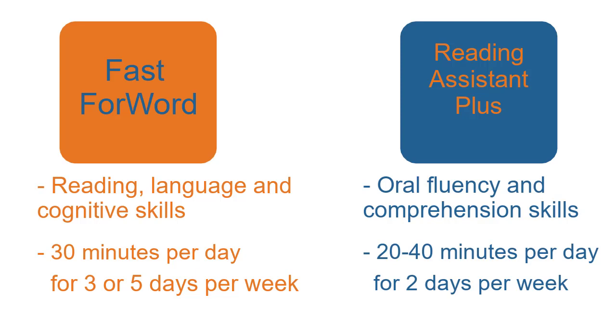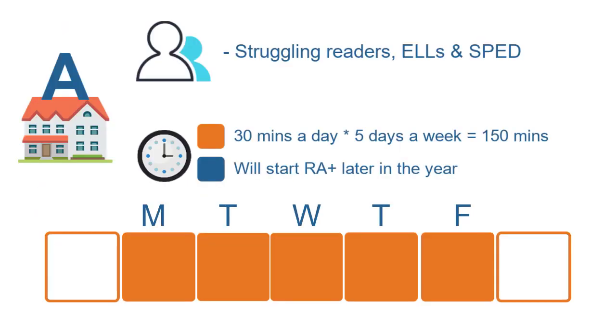Now let's dive deeper to look at some sample schedules and our recommendations for certain populations. Here at School A, they're starting the program with their struggling readers, SPED students, and English language learners, who are all significantly behind their peers and need to catch up. All of these students will use a FastForward component for 30 minutes per day for 5 days a week, or 150 minutes per week, which is our recommended usage for these populations.